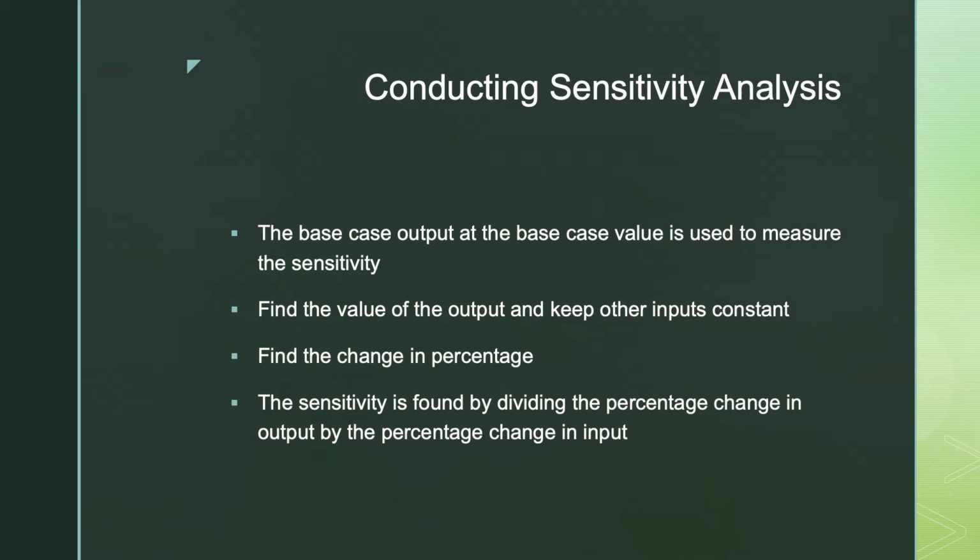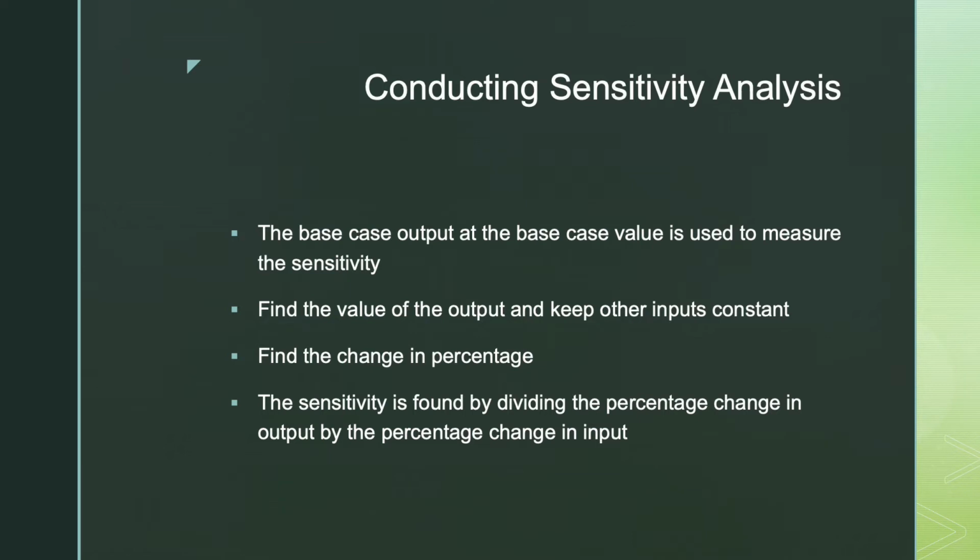How do we conduct a sensitivity analysis? First, the base, for example, the NPV, also known as the net present value, is at the base case value of the input, which we intend to measure sensitivity for, such as the discount rate. We keep all other inputs in the model, such as the cash flow growth rate, the tax rate, or the depreciation, constant. We will also find the value of the output at a new value of the input, which we'll know as the V2 rate, while keeping other inputs constant.